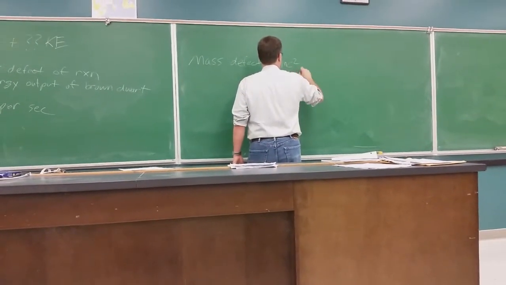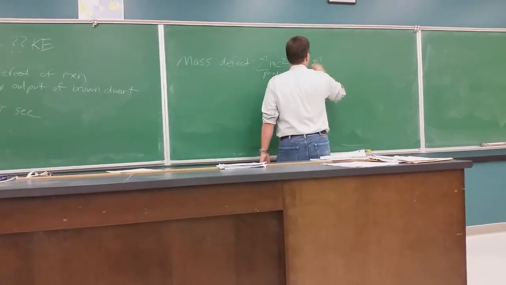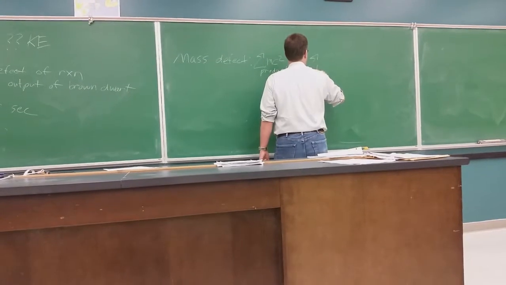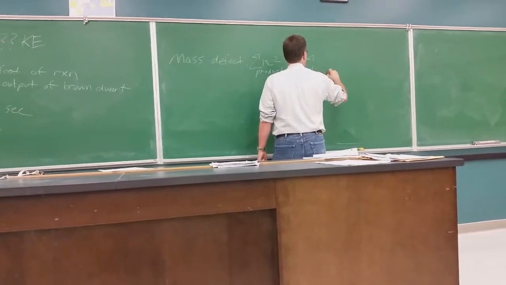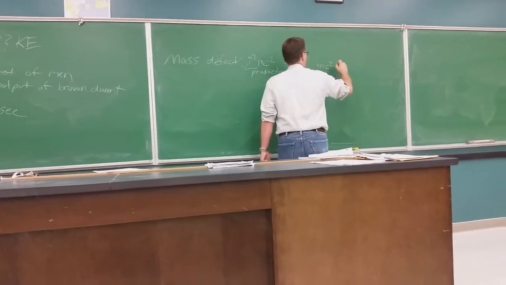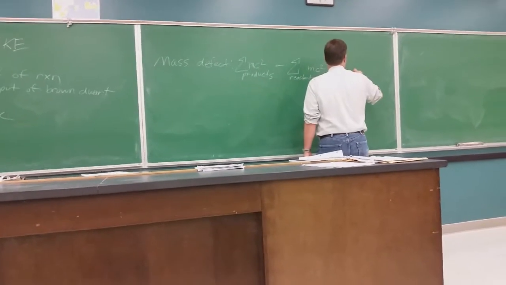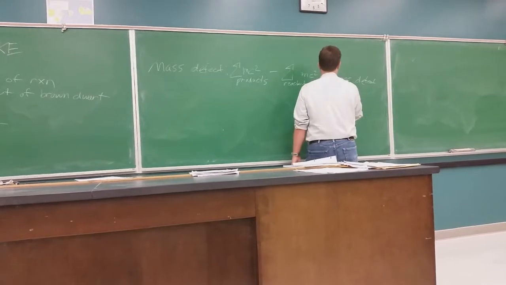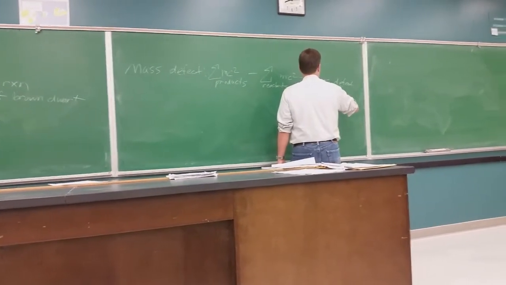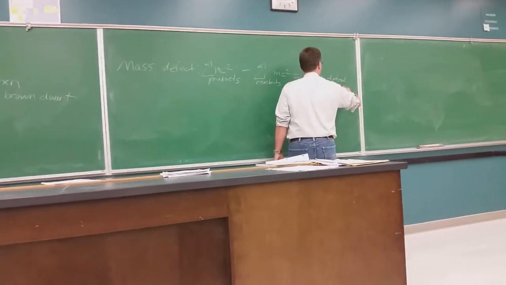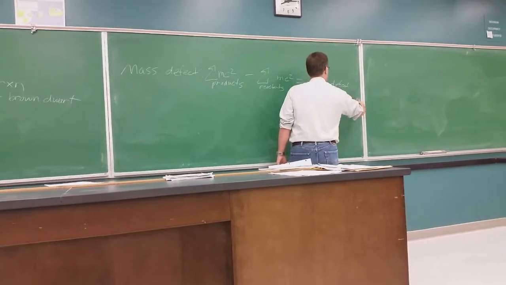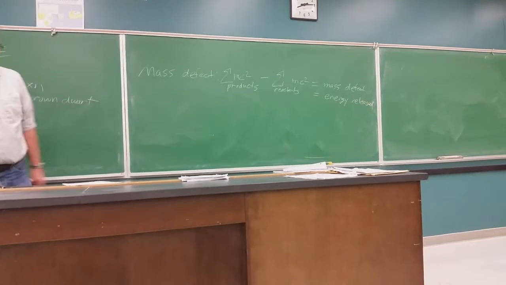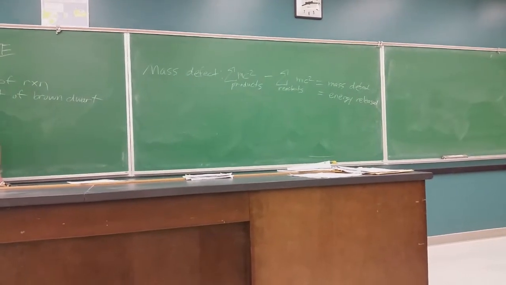Just add up MC squared for all the products and subtract off MC squared for all the reactants. And that is the energy released. It's that simple.